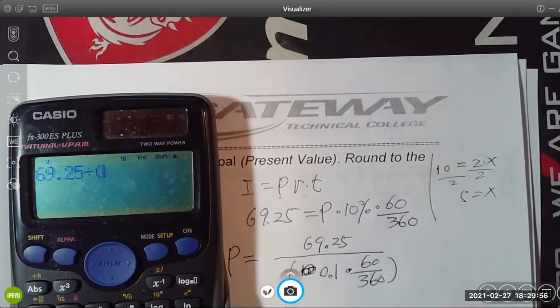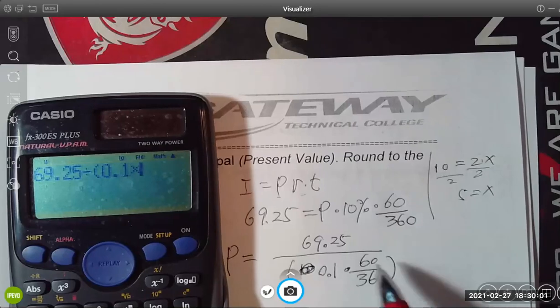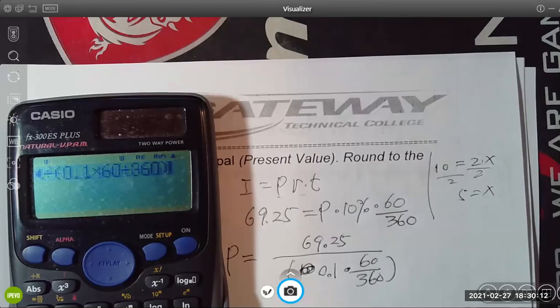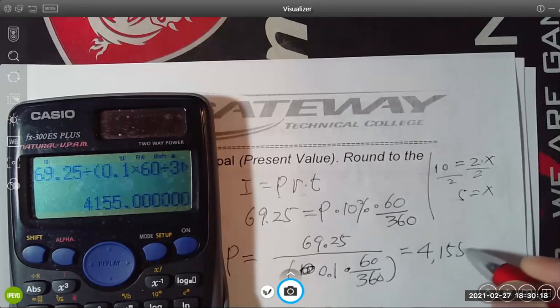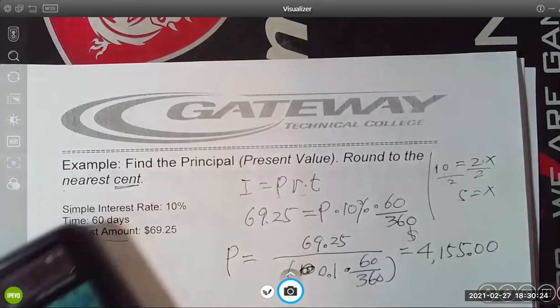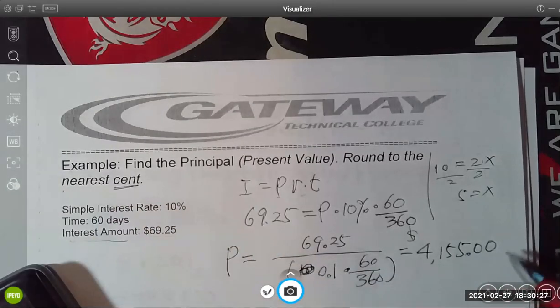Order of operations. So divided by 0.1 times 60 divided by 360. Anything below a bar means divisor, okay? Times 60 divided by 360, close the parentheses, and then equal. Now this makes sense. $4,155. This is exact. Round to the cents. Even though it's a whole dollar, you have to have the 2 digits to represent it.